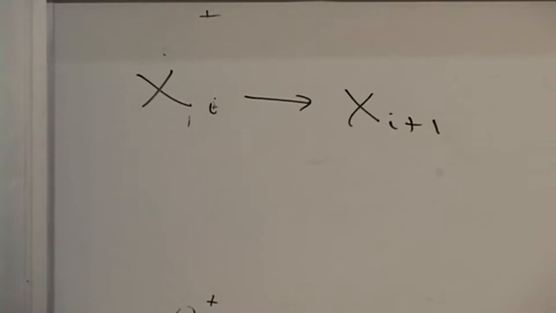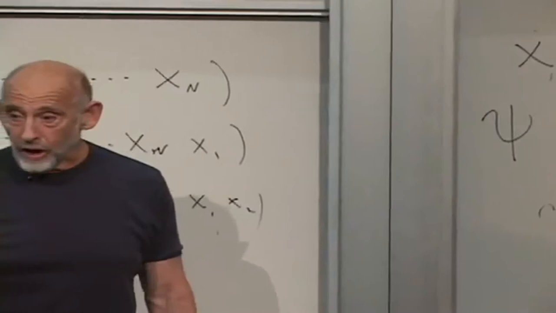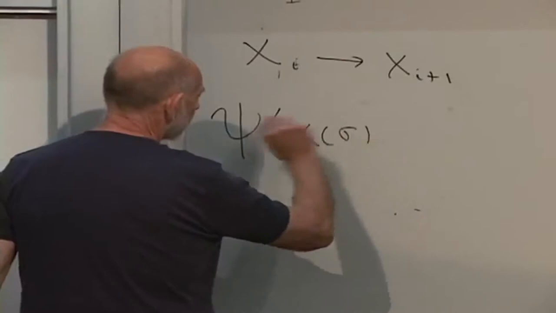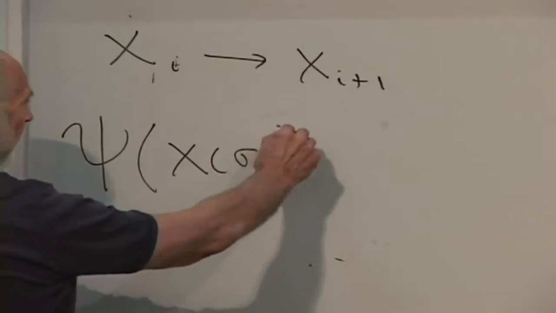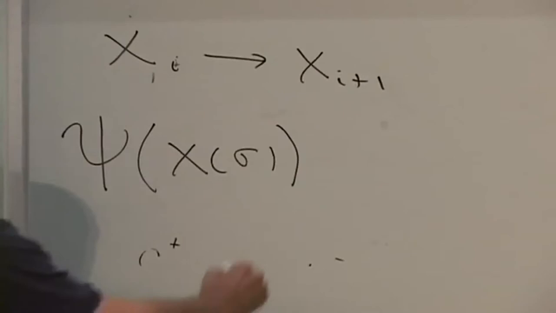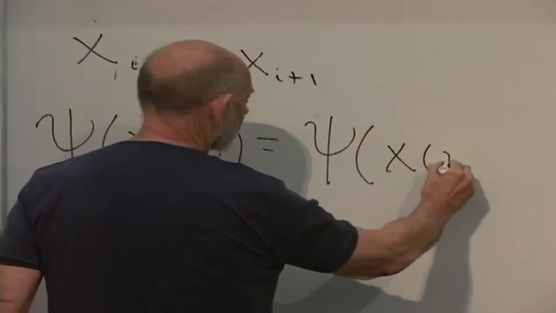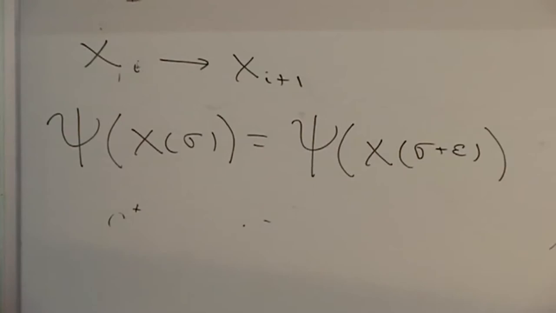Right. So it says that the wave function, which is a function of x of sigma, is a function of a function. What's a function of a function called? Functional. A functional. So the wave function is a functional of x of sigma. And if sigma equals 0 is not special, that wave function should not change if we shift, as Michael said, the sigma variable to sigma plus epsilon.